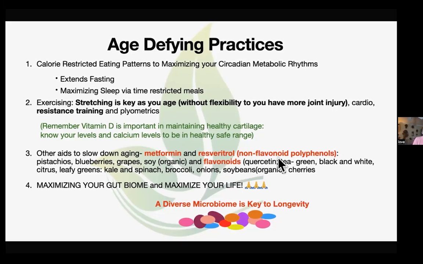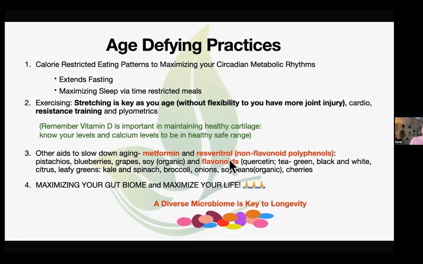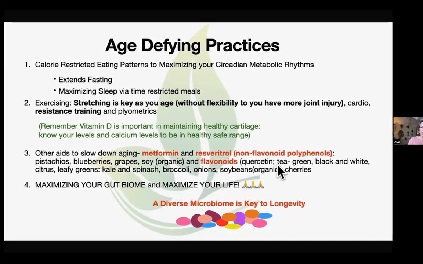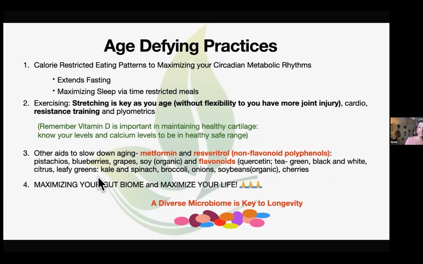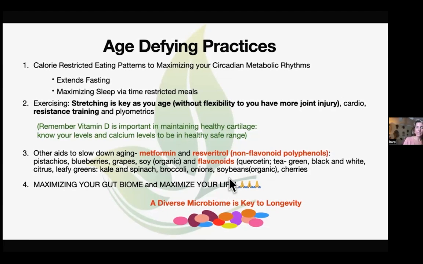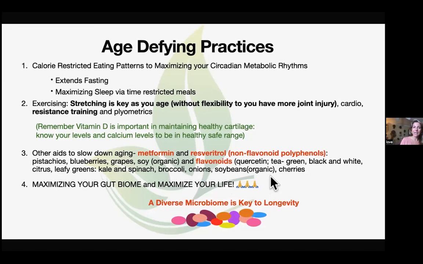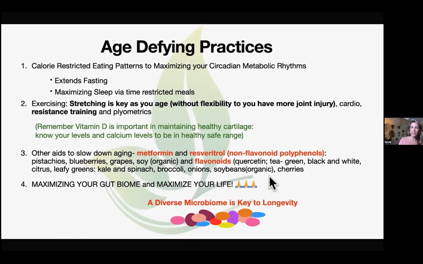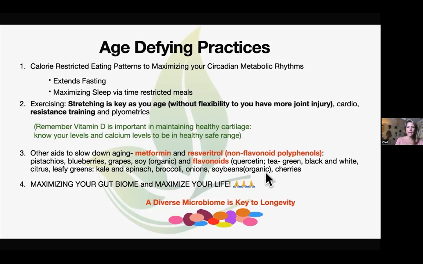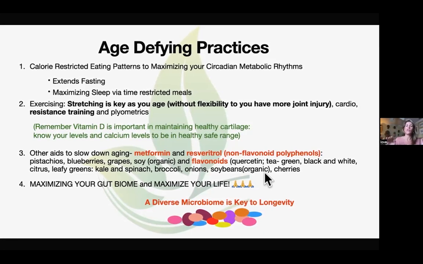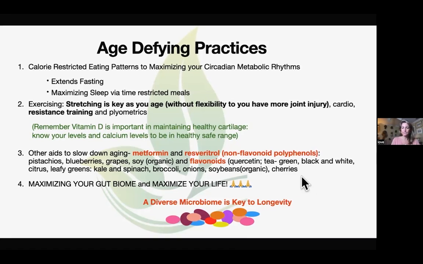Resveratrol, we're going to be talking about, is in pistachios, blueberries, grapes, soy, and some other things. And flavonoids, some of you are on quercetin, but teas, green, black, and white teas, citrus, leafy greens, kale, spinach, broccoli, onions, soy. Remember, always eat organic soy, because non-organic soys have been sprayed with all sorts of chemicals inducing free radicals. If you eat soy, soy is wonderful for fighting breast cancer. It fights prostate cancer, but it has to be organic.